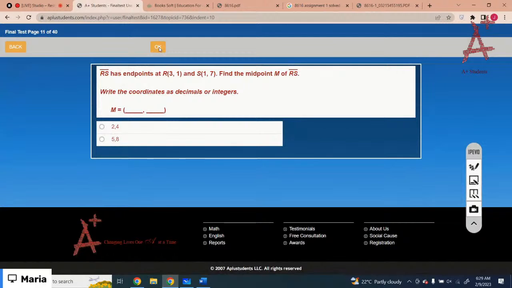RS has endpoints R(3, 1) and S(1, 7). Find the midpoint M of RS. So you have to calculate the midpoint. Got it? So it would be 3 plus 1 over 2, that is 4 over 2, which is 2. And 1 plus 7 is 8 over 2, which is 4. So the coordinates of the midpoint are (2, 4).